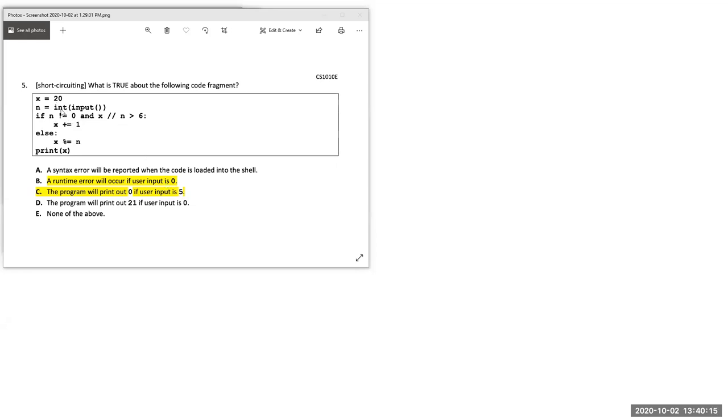If n not equal to 0, right, wait, what? This one is false. This one should be short circuited. Okay, I don't understand why B is highlighted. C is correct, because technically if you input 5, this will be skipped, and you'll go straight here. So 5, 20 modulo 5 is 0. This one is not.